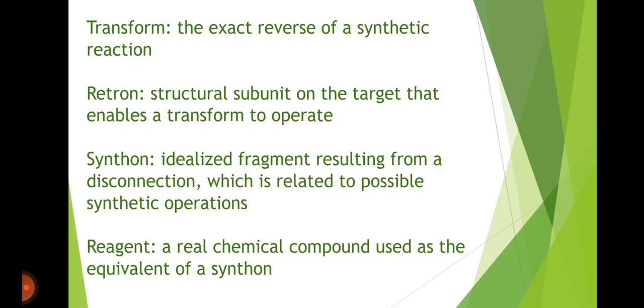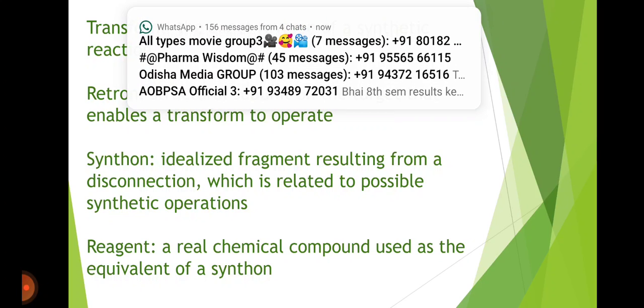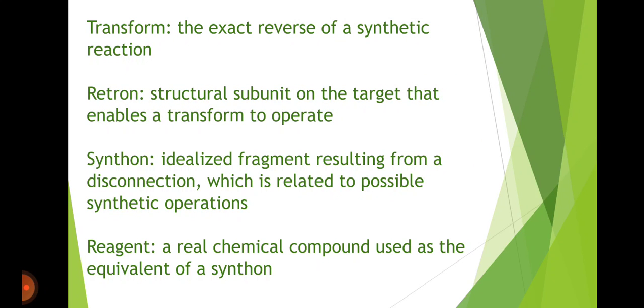Now come to the second slide. Here, the transform. What is the meaning of transform here? The exact reverse of a synthetic reaction. So what are retron and synthons? The retron is the structural subunit on the target that enables a transform to operate. What are synthons? The idealized fragment resulting from a disconnection, which is used to relate the possible synthetic operation.